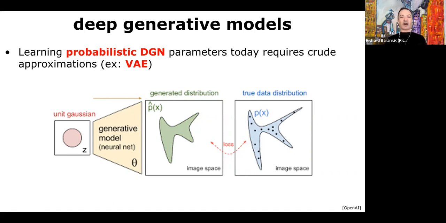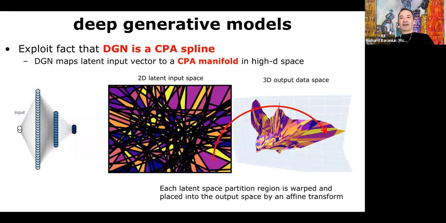VAE or variational autoencoders. And what I want to just tell you about today is that it turns out, because we know so much about the spline properties of deep nets, we can just do a lot better. Okay, and here's how we can do better. Well, the first thing that we realize is that a deep generative network is again just a CPA spline, but now it's going not from high D to low D, it's going from low D to high D. And so basically it's a manifold mapping.